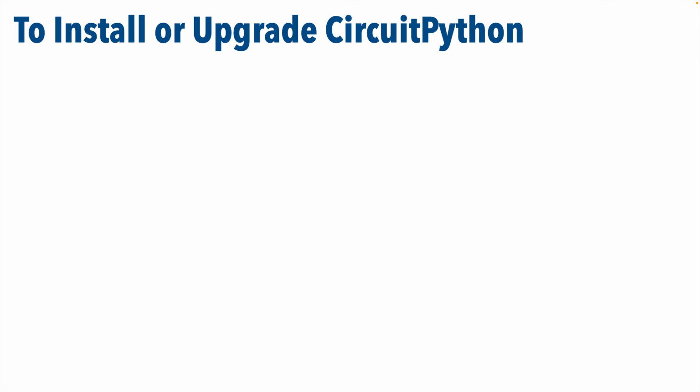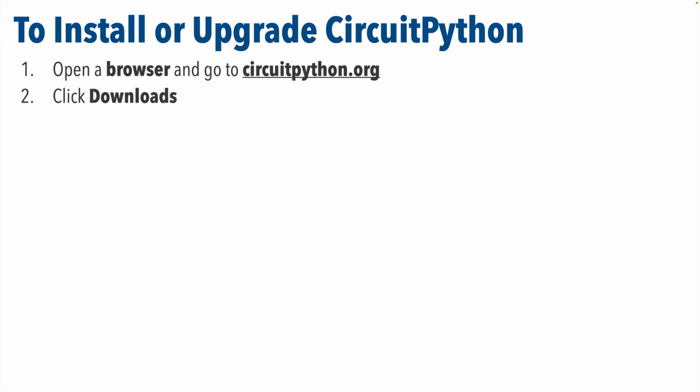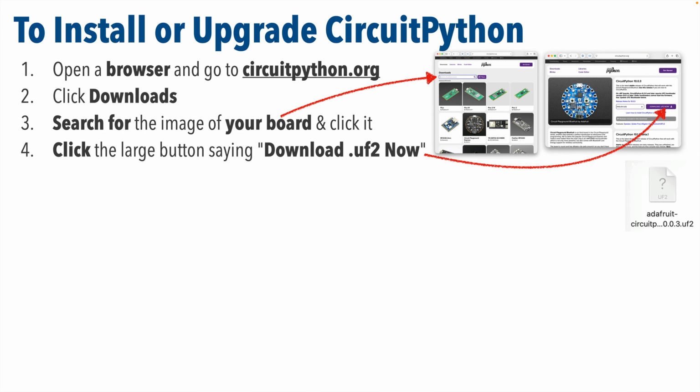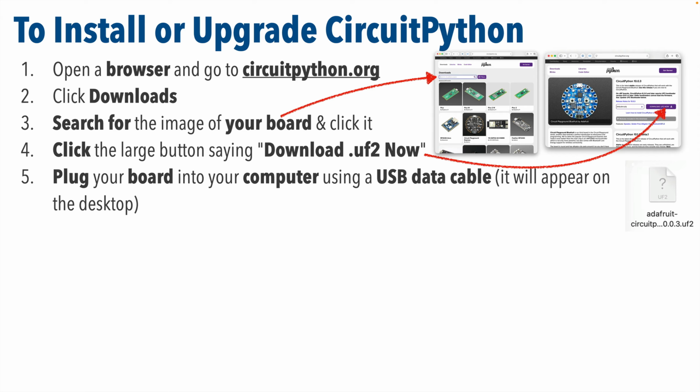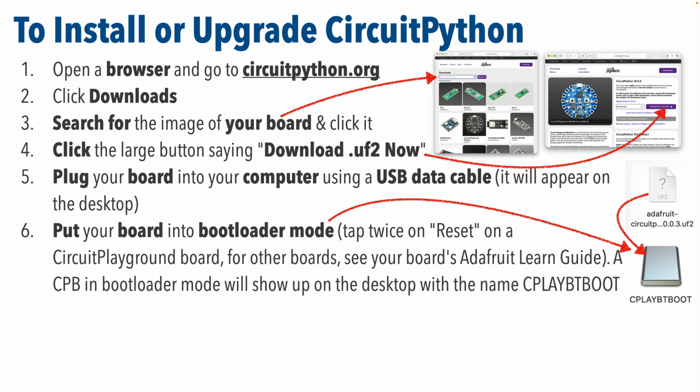So here's a quick recap of the steps to install or upgrade CircuitPython. You can use this as a crib sheet. Visit circuitpython.org, click on download, and find and download the UF2 file for your specific board. Then plug your board into your computer using a data cable. Put the board in bootloader mode. For a CPB, that involves just double tapping the reset button.